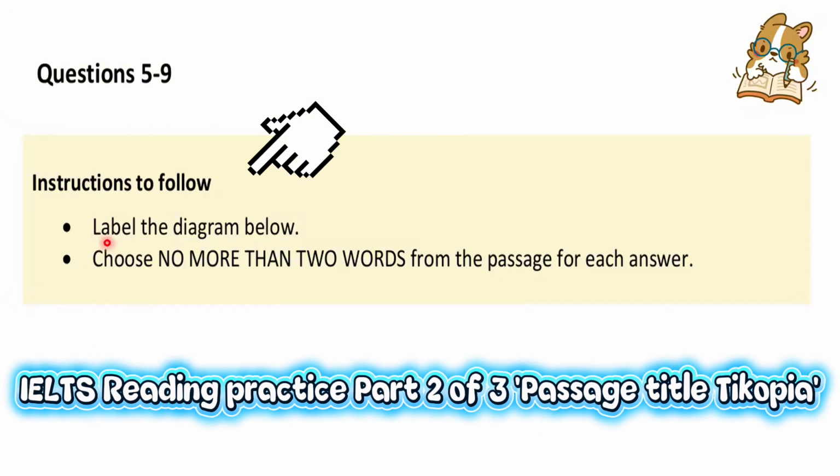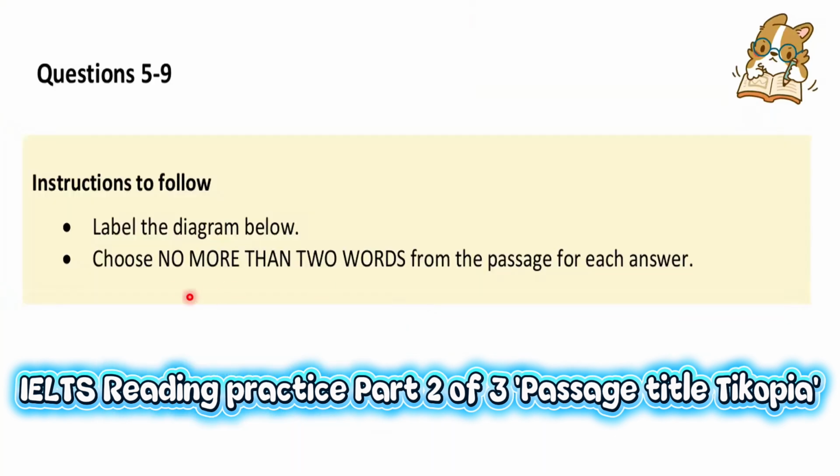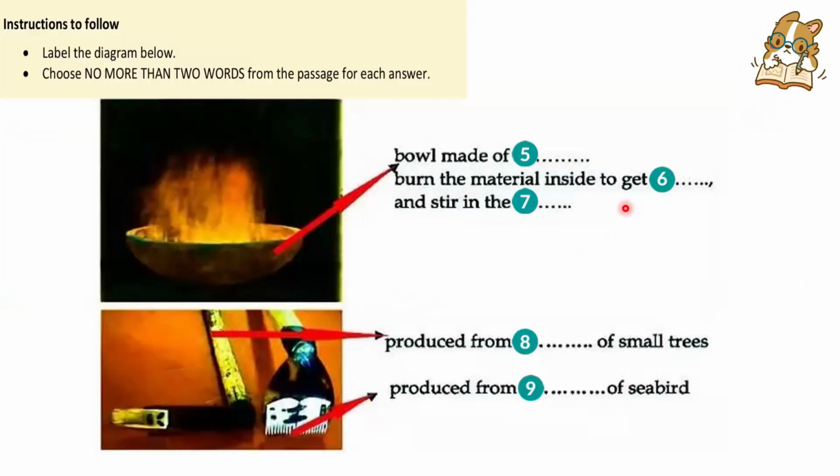So the instruction states that you're going to label the diagram, which is this diagram, and choose no more than two words from the passage. So we can answer only one or two words for each number. Just choose no more than two words. Again, one or two words for each number.